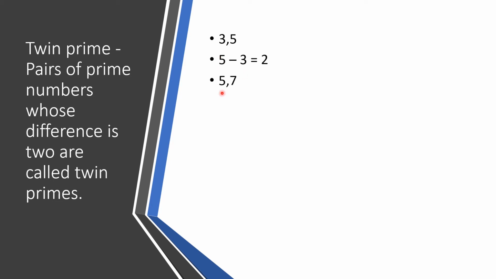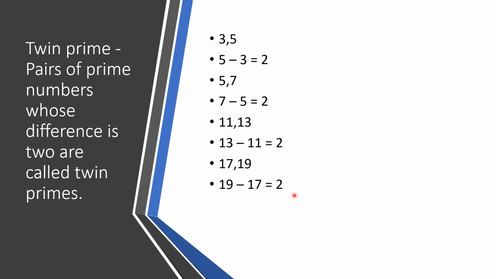In a similar way, 5 is a prime number and 7 is also a prime number. Now find the difference of this pair. 7 minus 5 equals 2. Take another pair of prime numbers, 11 and 13. Here the difference is 13 minus 11 equals 2. Then another pair, 17 and 19. 19 minus 17 equals 2. Then 29 and 31. What is the difference? 31 minus 29 equals 2.